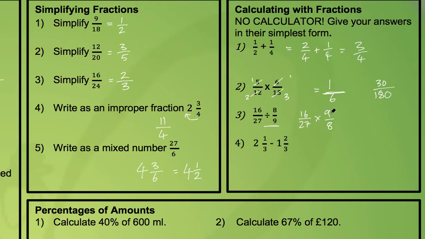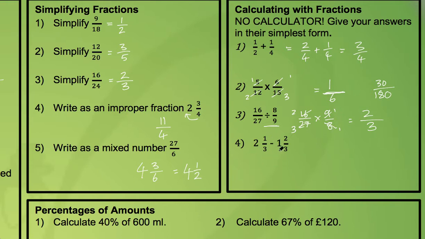I could do 16 times 9 over 27 times 8, but if I can cancel, that makes my life easier. So 9 goes into 27, 9 goes into 9 once, into 27 3 times. 8 goes into 8 once and into 16 twice. So I've got 2 times 1, which is 2, and 3 times 1, which is 3. So 2/3 is my final answer there.